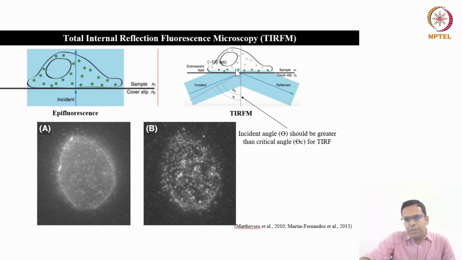Now see, this evanescent field is only for 100 to 200 nanometer. So you can see in this cell, not all the molecules give fluorescence. Only the molecules which are in very close proximity to the surface or the interface can give fluorescence. And because of that, this technique is really useful for studying the membrane bound or membrane associated processes.